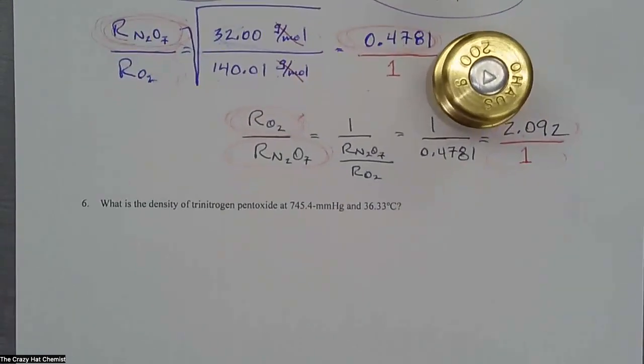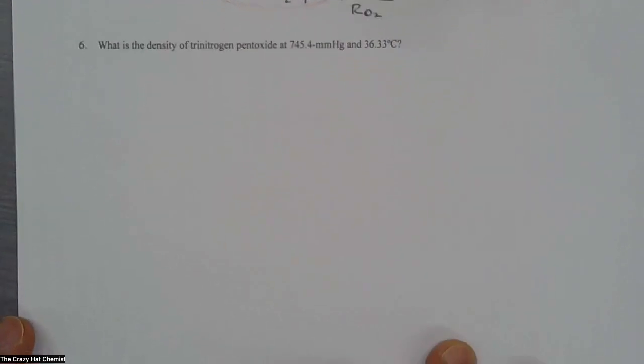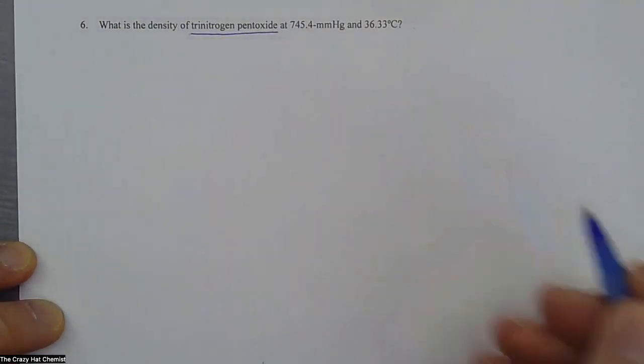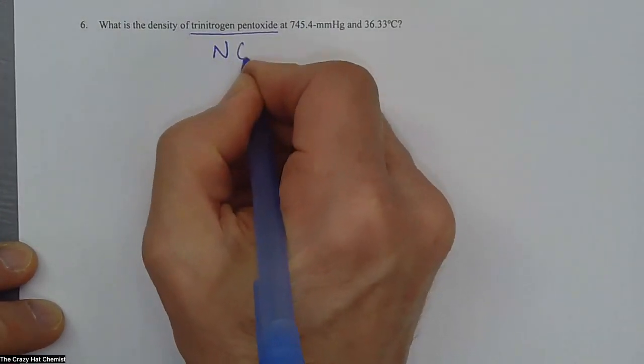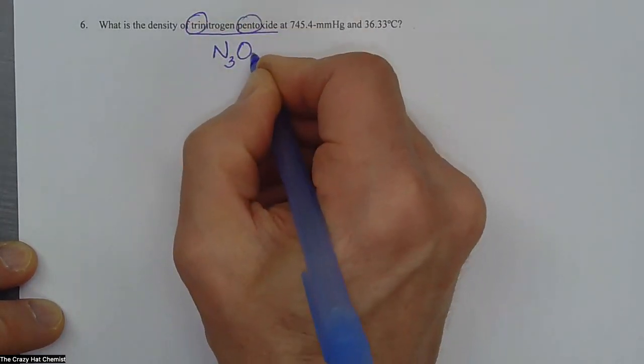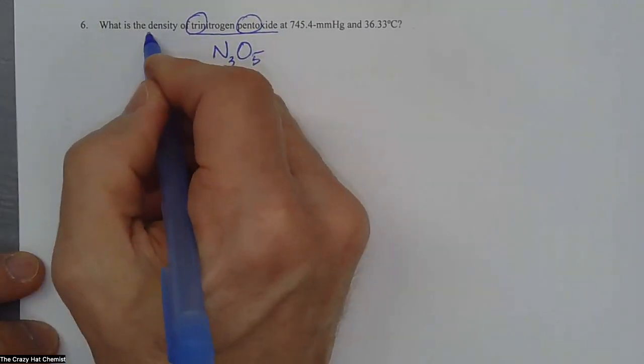Let's hammer out problem number 6. So here is problem number 6. It says, what is the density of trinitrogen pentoxide at 745.4 millimeters of mercury and 36.33 degrees Celsius? So trinitrogen pentoxide. Nitrogen oxide, tri, that's 3. Pent is for 5. We're looking for the density.